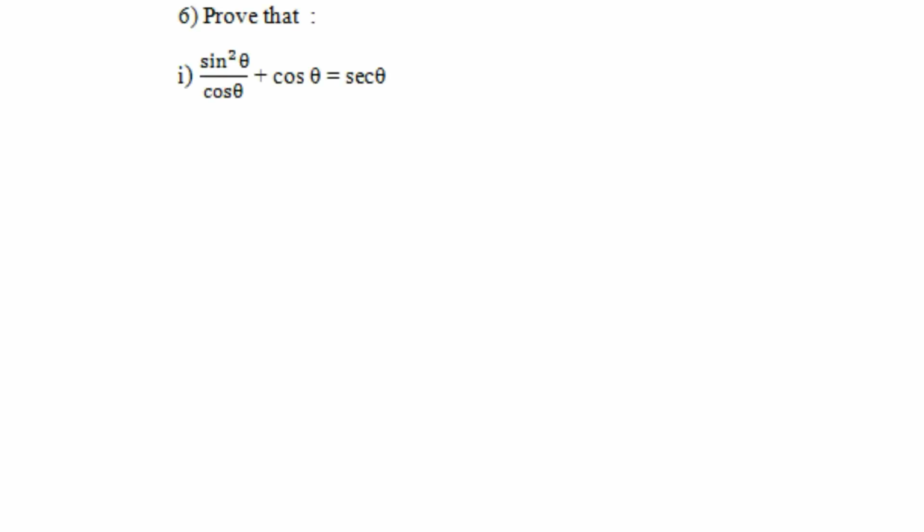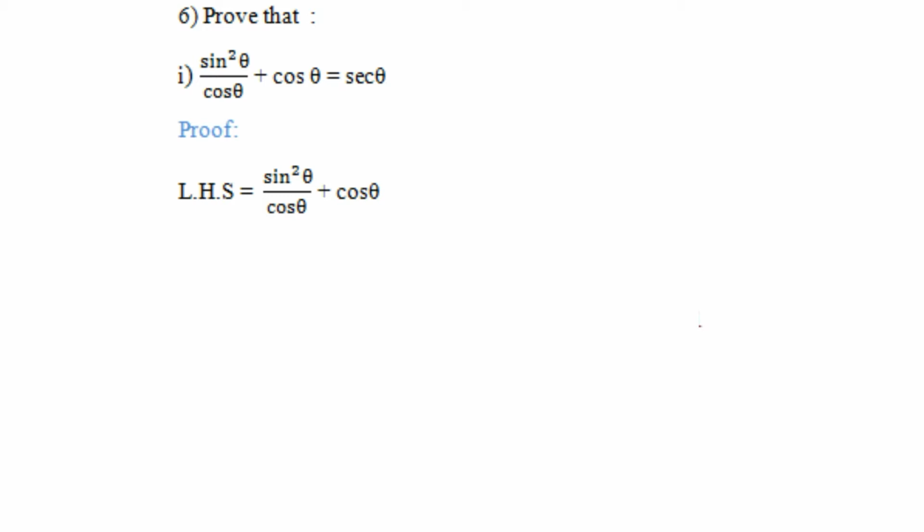Question number 6. Prove that, first sub question, sin square theta upon cos theta plus cos theta is equal to sec theta. Here we'll start with the left hand side. What is the left side? LHS is equal to sin square theta upon cos theta plus cos theta. Considering this as fractions, we will carry out addition of the two fractions.